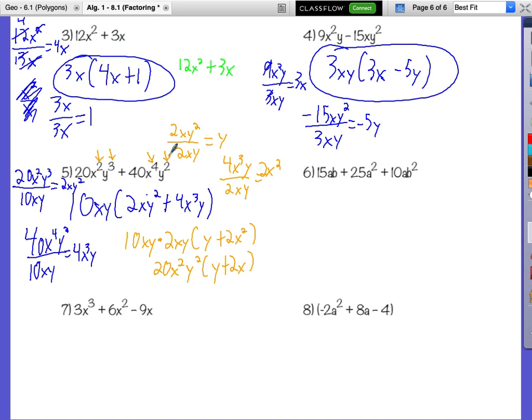So you want to look for how many these have in common. Well, the most you can do is the smallest one available, because you can't take more than what is there out.